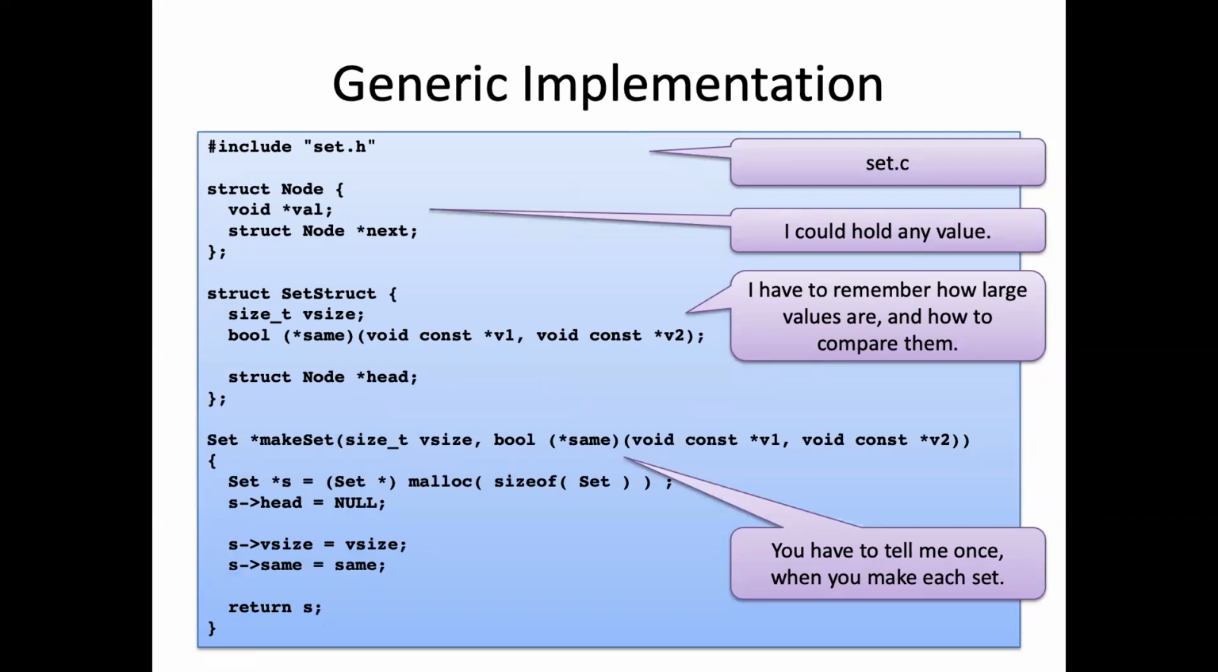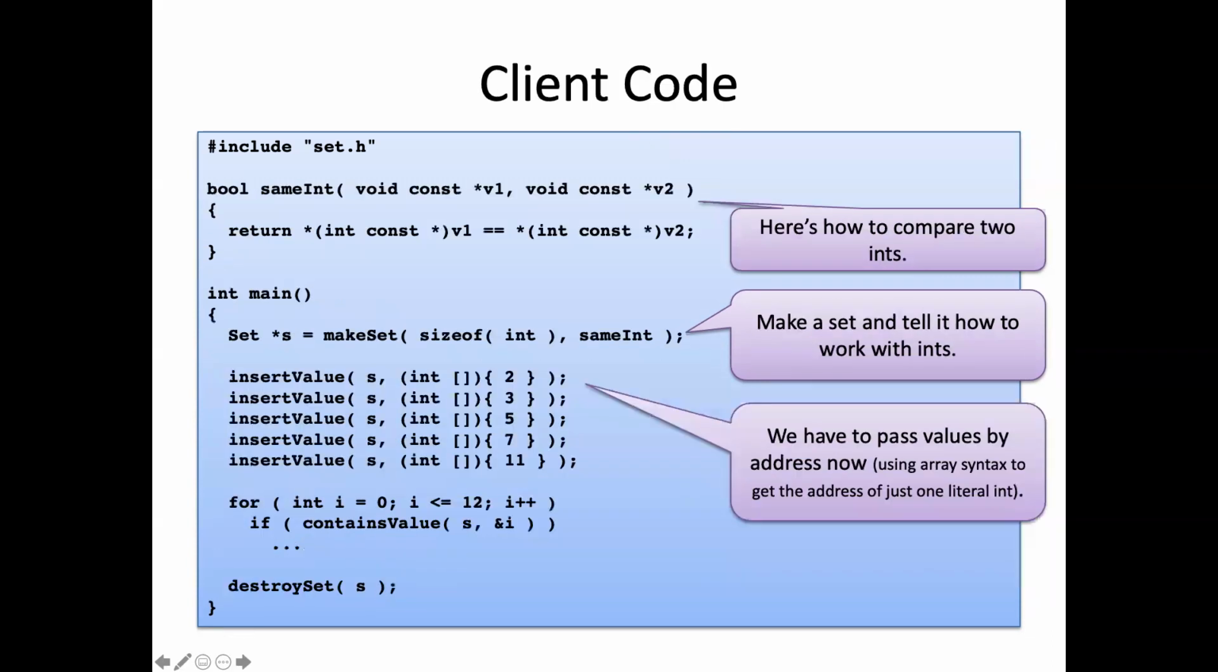But to make this generic, we had to pass a pointer to the value, but inside the set, it makes a copy of that value. So here, again, we didn't show the function for this, but it's right after this.